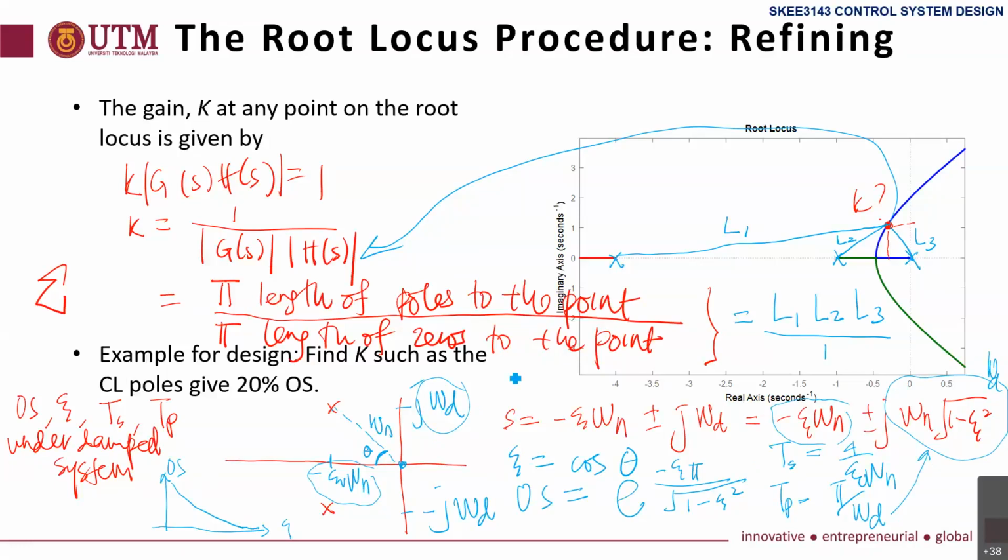In control, if possible, we want to achieve all of these in good condition. We want a faster system. We want low settling time. We want low peak time. We want no overshoot. Those are the normal desired specifications.